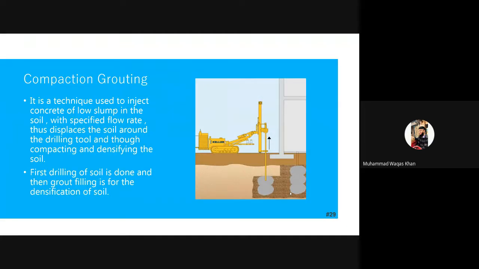Next, we have compaction grouting. We can also compact the soil by injecting a concrete of low slump. Low slump means that the workability is low and the strength of the concrete is high. So we penetrate the jet into the deep layer of soil, and then we inject the compaction concrete grout, which in turn increases the density of the deep layer of soil and increases the stability of the soil.